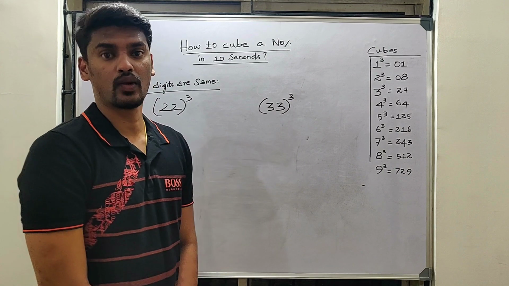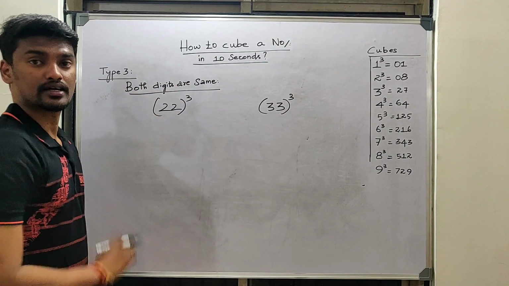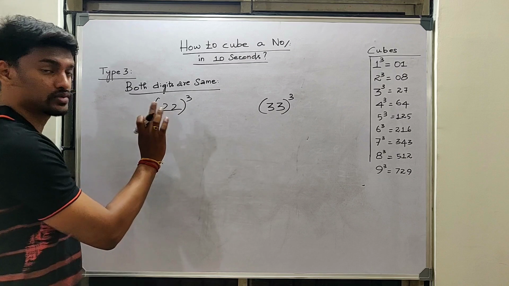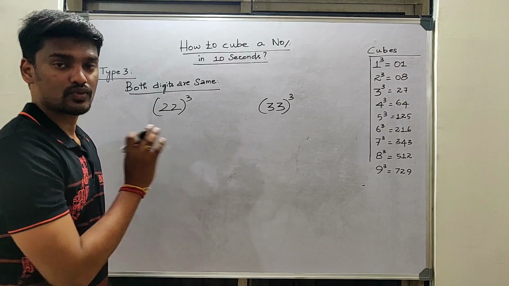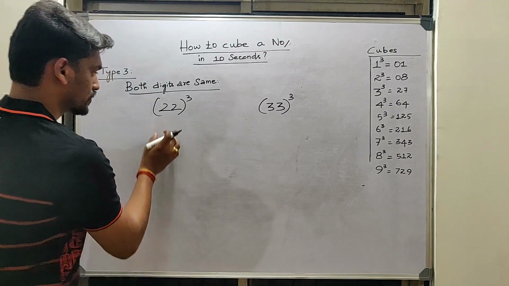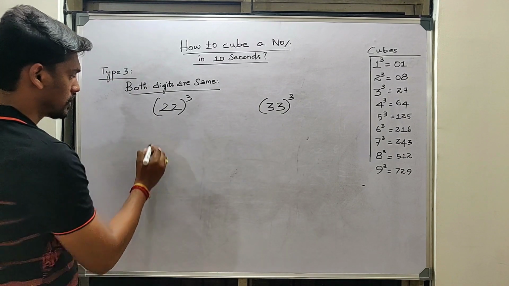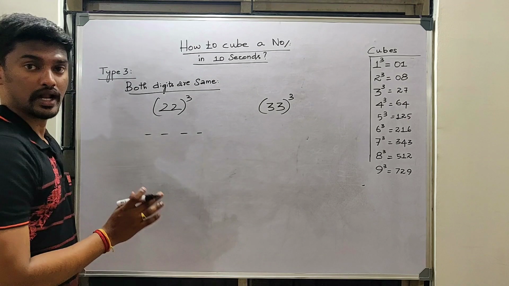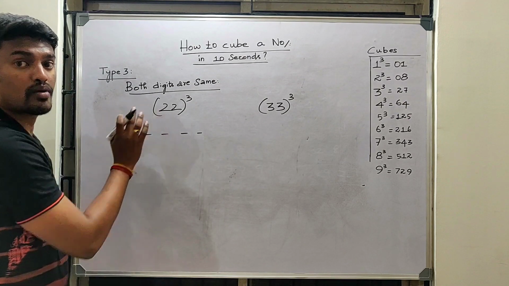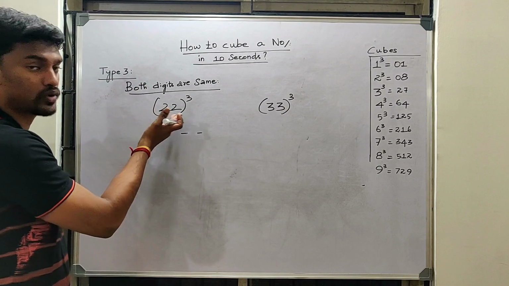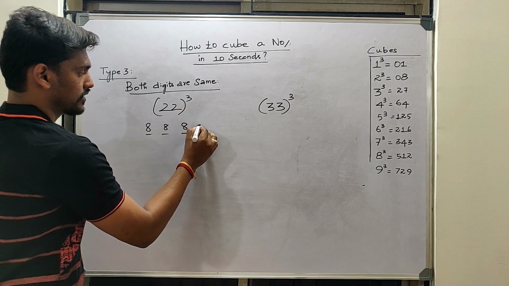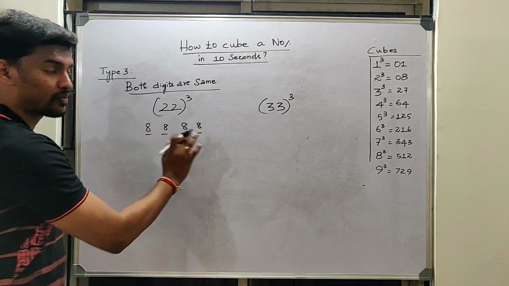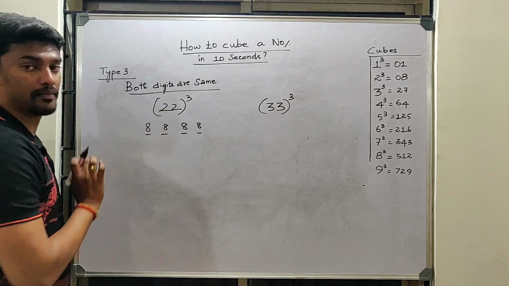So in type 3 we are going to see what if both digits are same. So you could see 2, 2 both are same digits, as well as 3 and 3 both are same digit. So this is one of the easiest type you could say. So 22. So what I am going to do, in 4 dashes I am going to write the number which is the cube of any number. Because you could see 2 and 2 both are same numbers. So 2 cube is 8, 8, 8 as well as 8. In all the 4 places I am going to write the cube of the number.